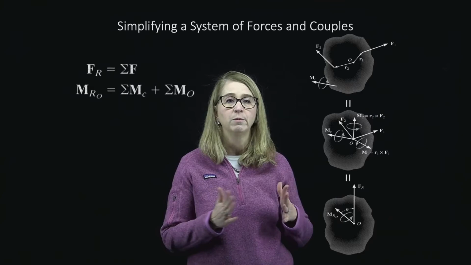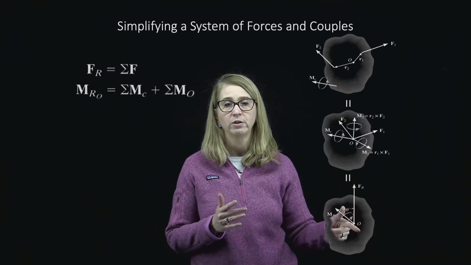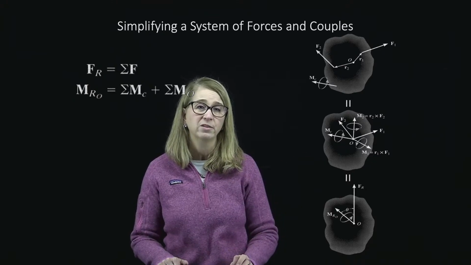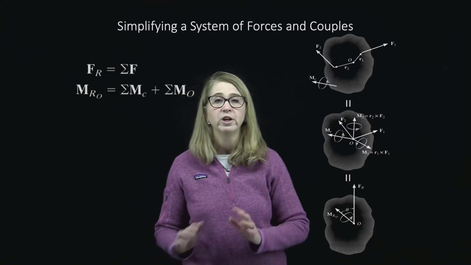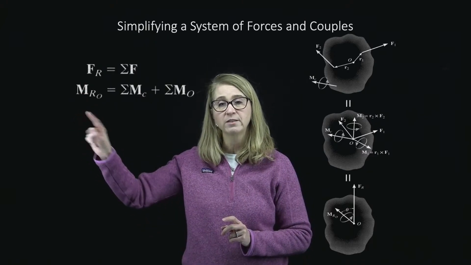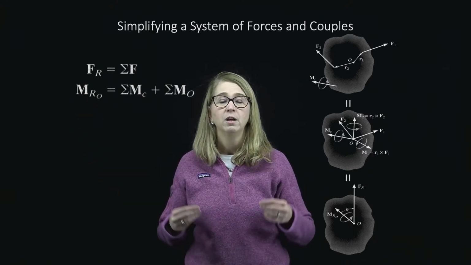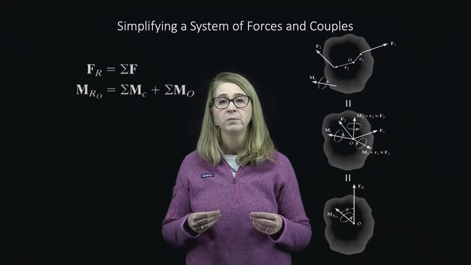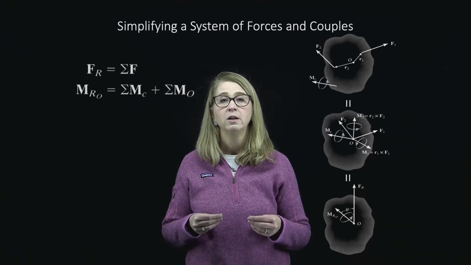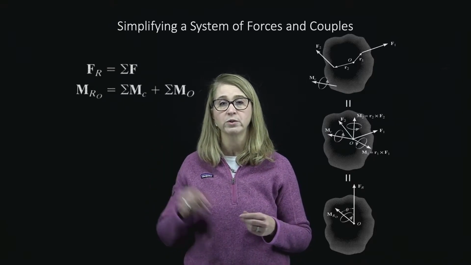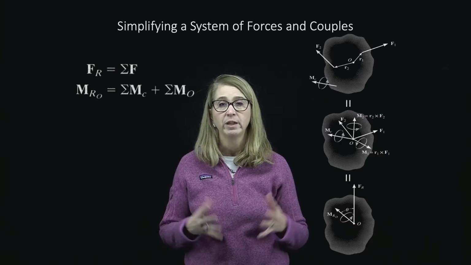And when we add them all together, we get the resultant force. So this is sort of the intermediate step that we hadn't shown in the previous slide. The general idea of what we want to do is the things on the left-hand side are what we're after. When we have this system of forces and couples and we want to simplify it, we want to find a single resultant force, which is just equal to the sum of the forces. So we just add them up like vectors.